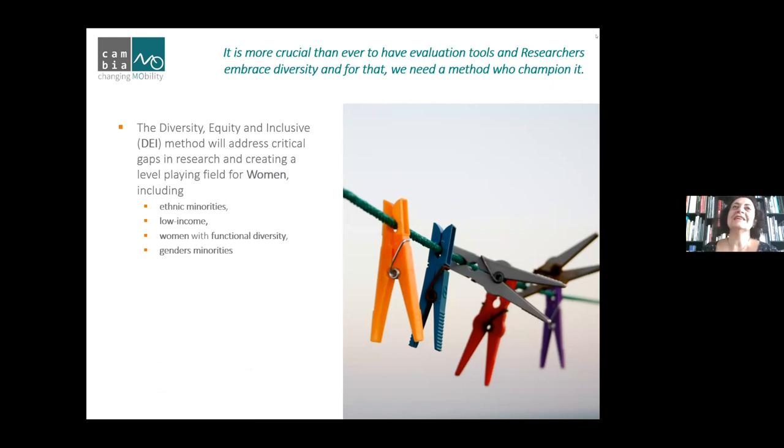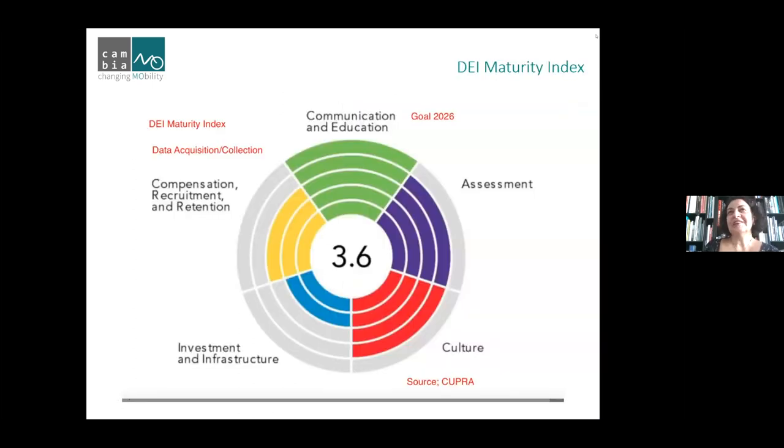And what we really need is to have evaluation tools and to have researchers embrace diversity. And for that, we need a method that will champion it. I mean, we cannot ask for something and not give them some solution. So this is just a very few slides about the diversity, equity, inclusion methods that will address the critical gaps in research, not only for women, but including ethnic minorities, low income, women with functional diversity, and gender minorities. And this is quite simple.